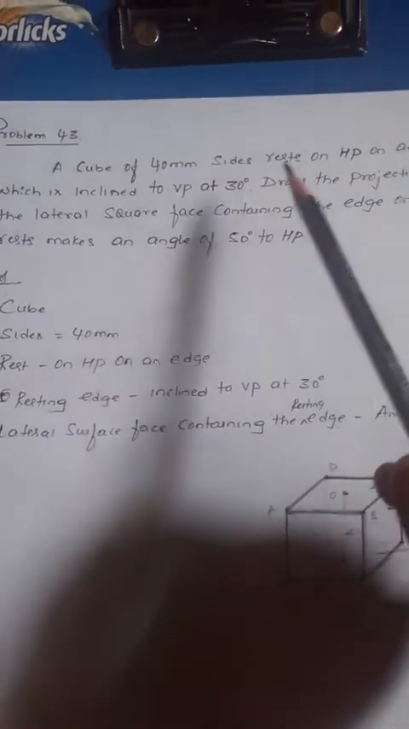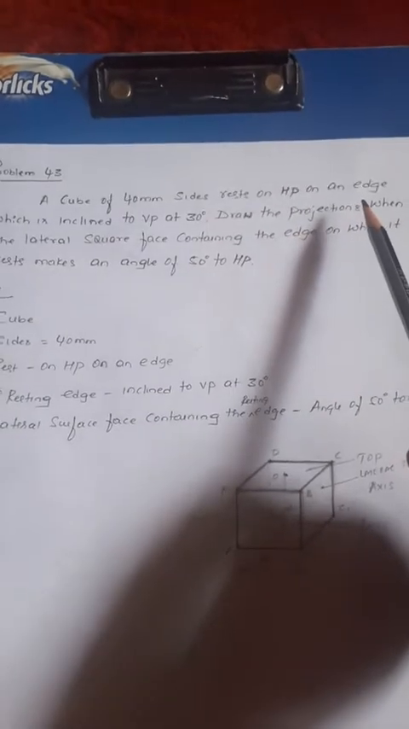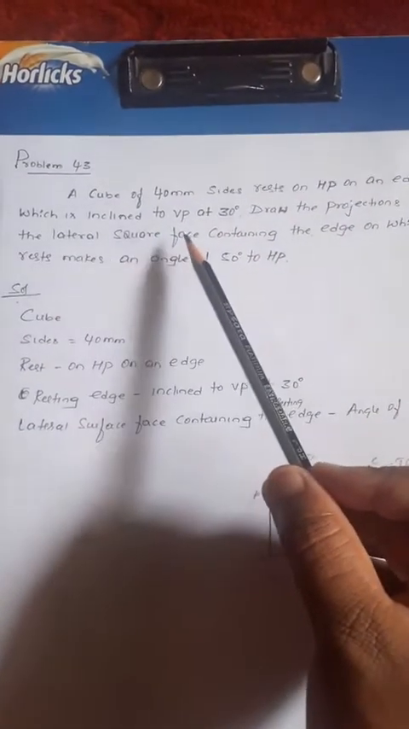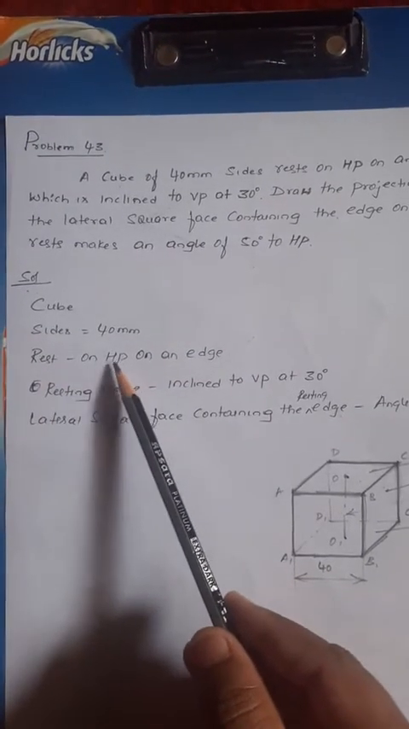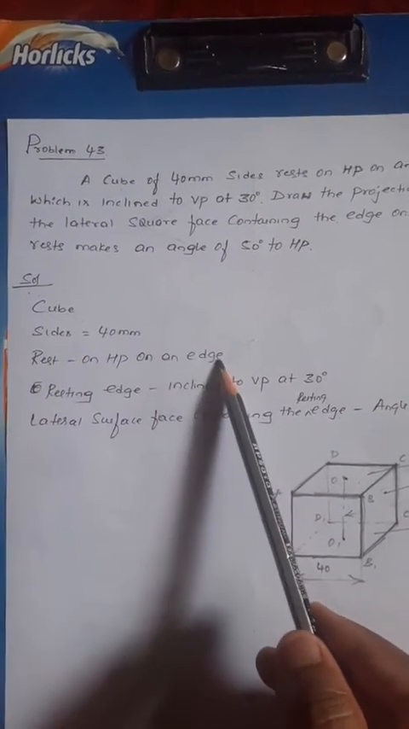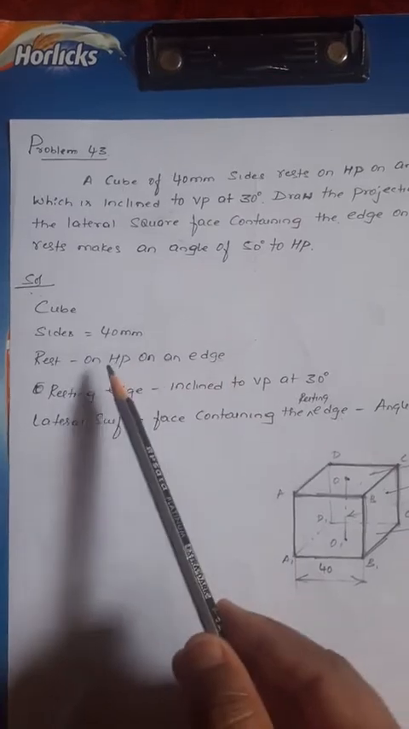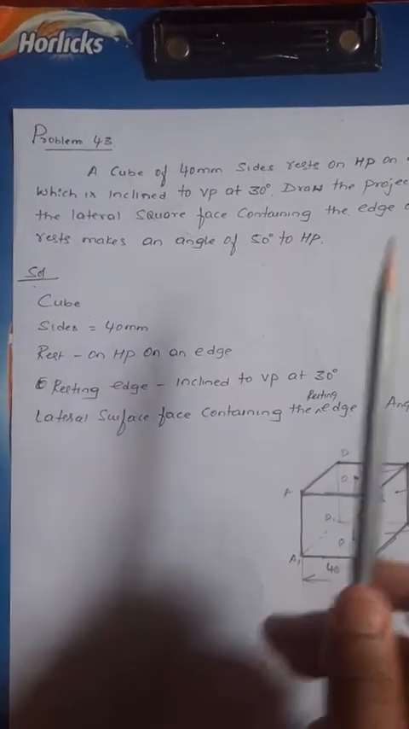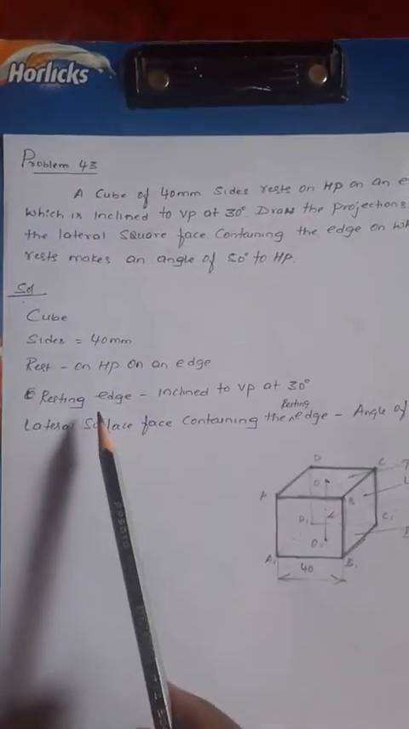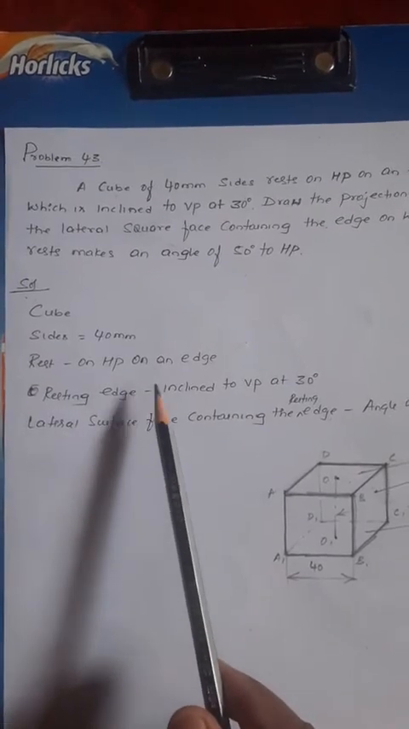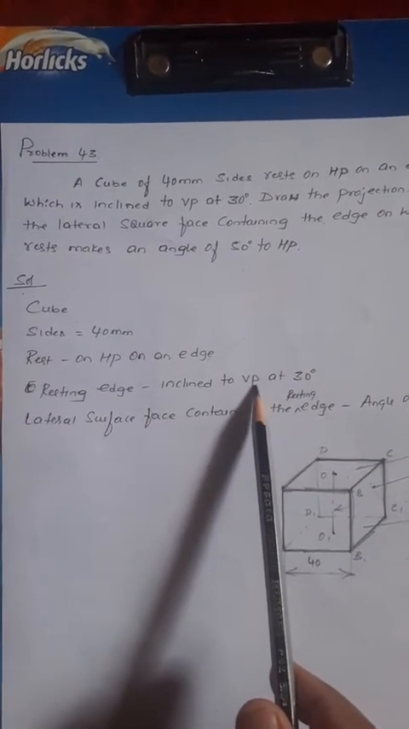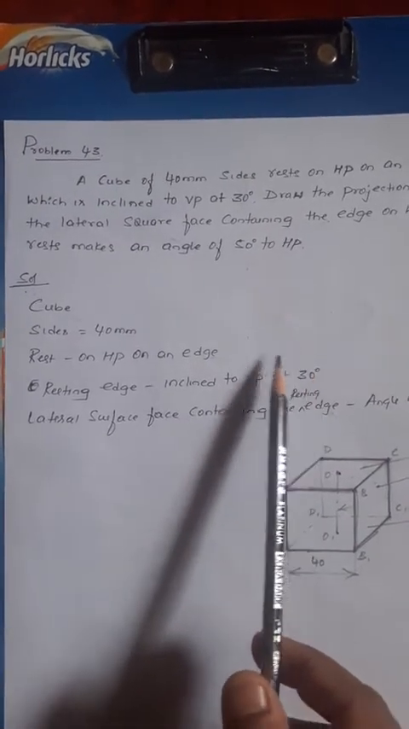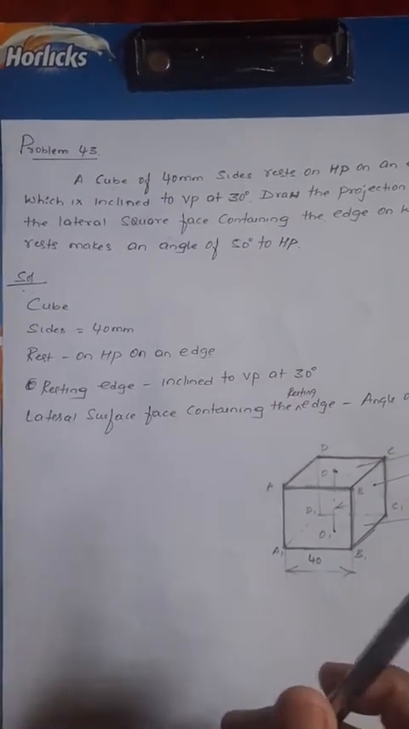Rest on HP on an edge which is inclined to VP at 30 degree. Resting on what? Rest on HP on an edge, that is an edge condition. Where does it rest? It rests on HP. Then what is the second condition given? The resting edge is inclined to VP at 30 degree. That you show in HP, right? What dimensions are given in VP? That you have to show in HP, right?